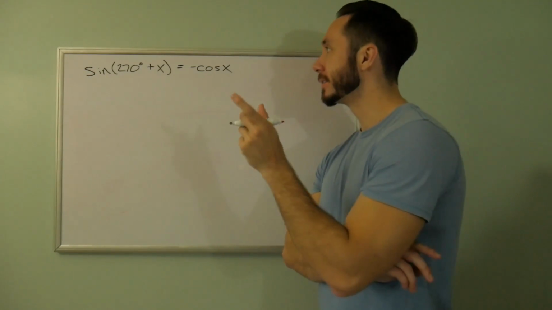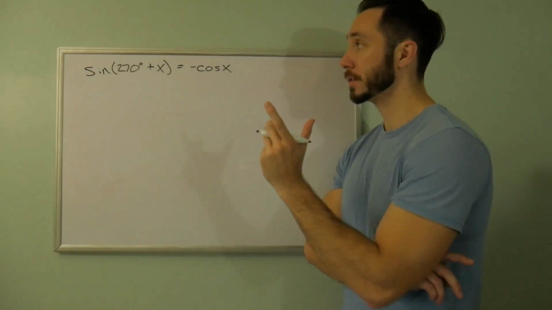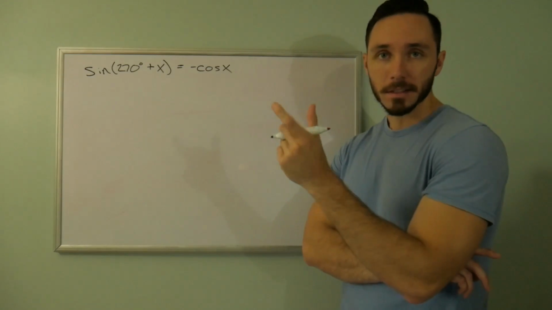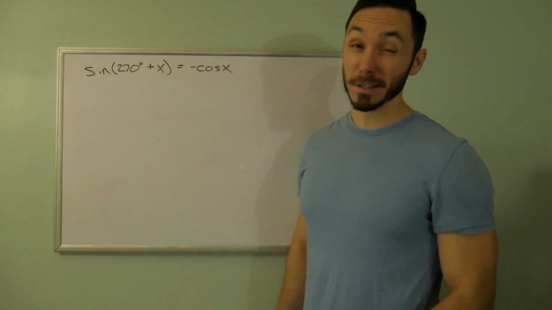This one just requires one of those identities that we don't really use all too often. It's sum and difference for sine. I notice I have the sum inside of a sine expression.